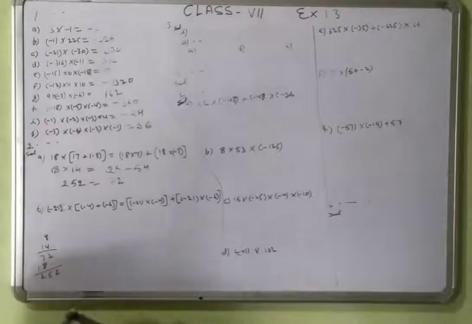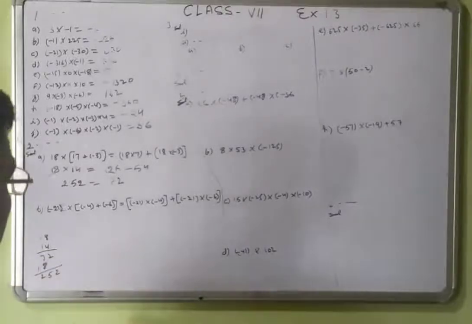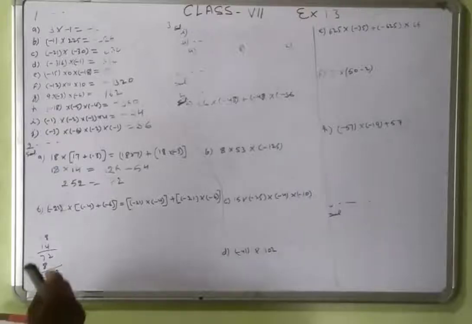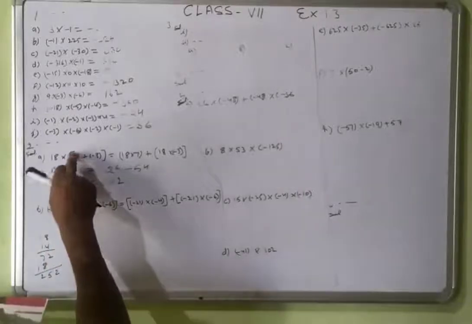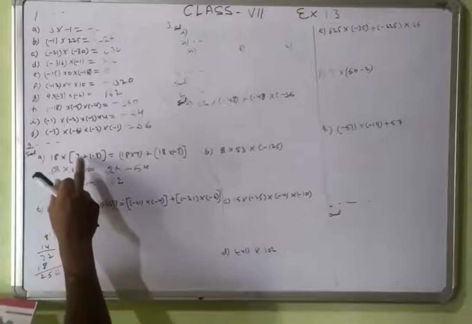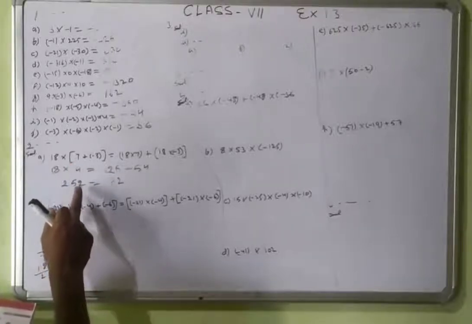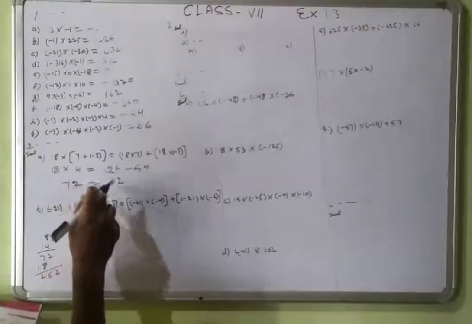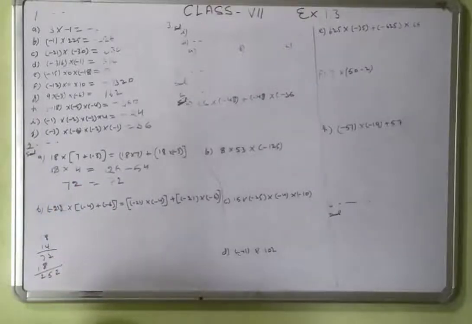Oh sorry, that is a 7, not a 17. So 7 less 3 is 4, so that will be 72. Okay, write it now, both are equal.